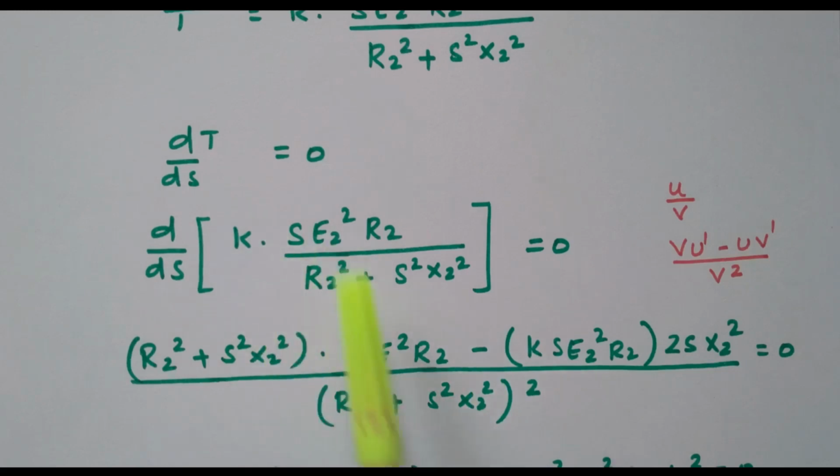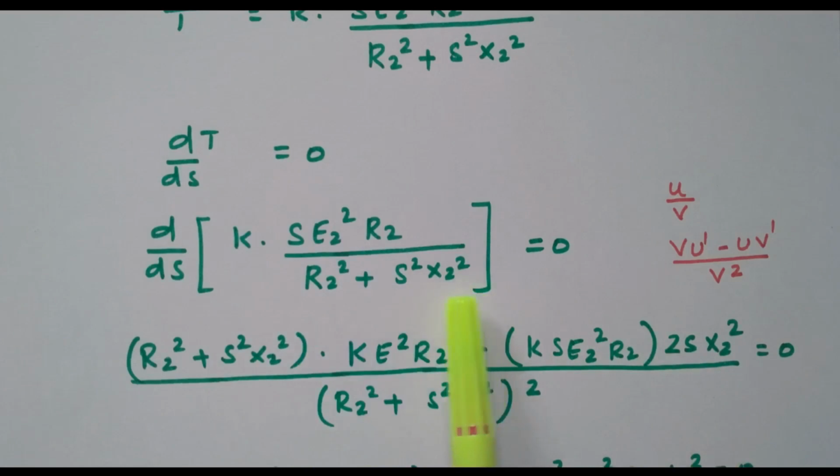You have to write this U as it is, K S E2 square into R2 divided into V square, V dash. What is V dash? V is nothing but the denominator. You have to differentiate this term. R2 square is a constant, so it becomes 0, right? The differentiation of S square is 2S into X2 square, right? So this is nothing but V dash.